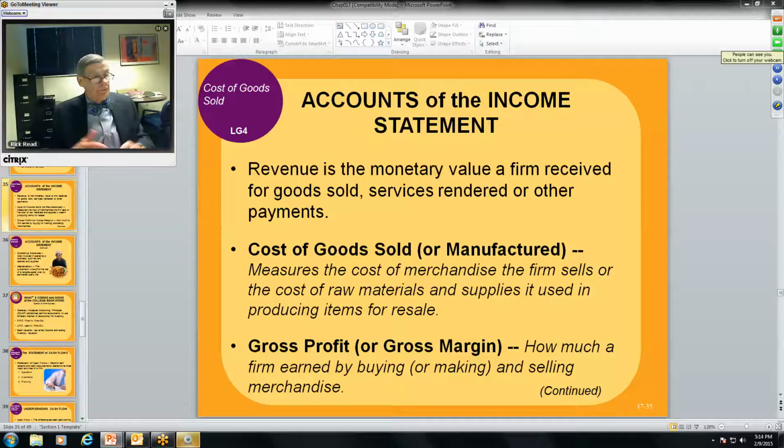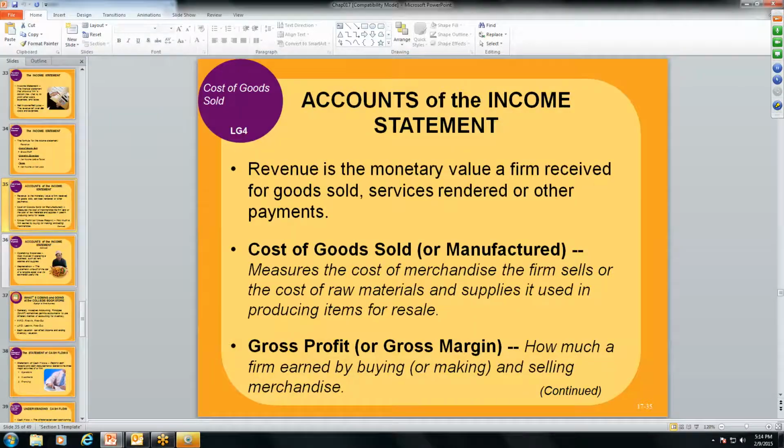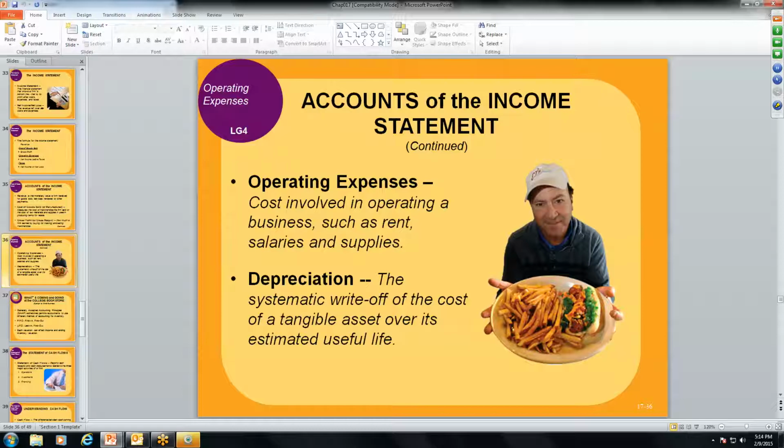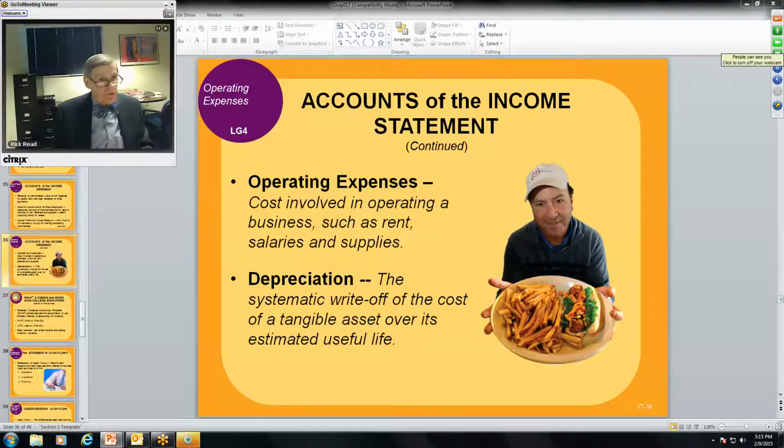So it says $150,000. It's $150,000. Now it's $150,000 minus something, perhaps. It may not always be true, but we have to make sure that we take care of that deduction. Now, we're still going on here. Operating expenses and depreciation.